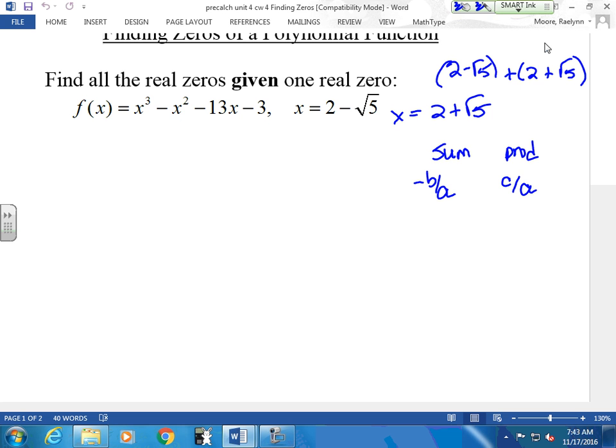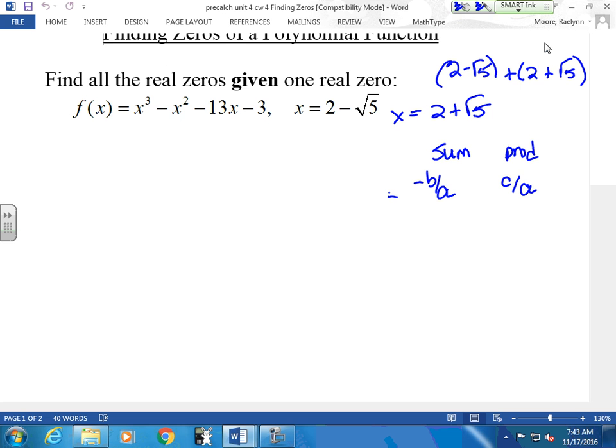I'm taking the sum and the product. We're getting down to a quadratic. So what's the sum of these two zeros? We're going to get to that. We have to take the sum of this first, and then we get rid of the a. So take the sum of this.